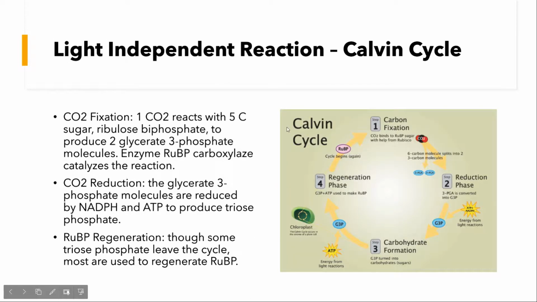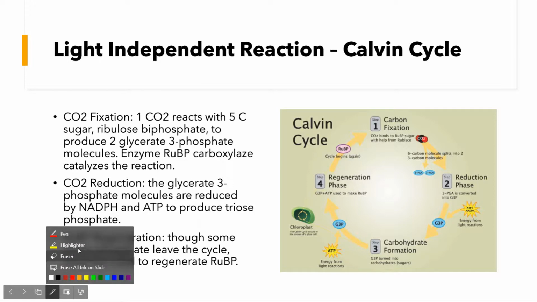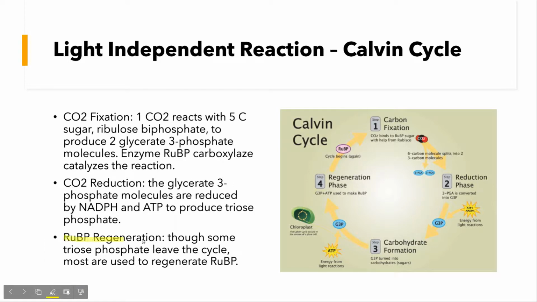So now we have light-independent reaction, or another name is called Calvin cycle. So there's 3 main steps for this Calvin cycle: carbon dioxide fixation, carbon dioxide reduction, and ribulose biphosphate regeneration. These are the 3 important steps that will come in the exam. So let's talk about carbon dioxide fixation. 1 carbon dioxide reacts with a 5-carbon sugar, which is called ribulose biphosphate, or RUBP in short, to produce 2 glycerate 3-phosphate molecules. We use the enzyme RUBP carboxylase to catalyze the reaction.